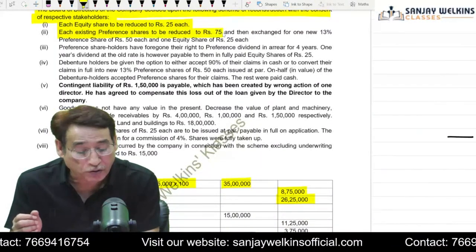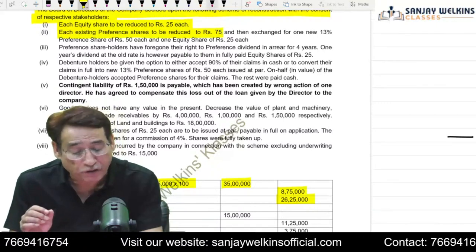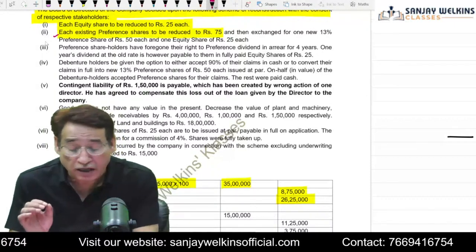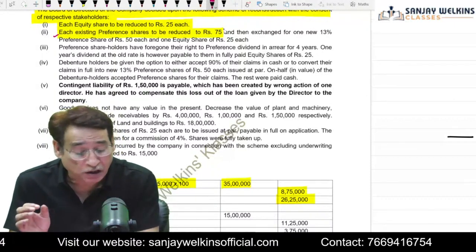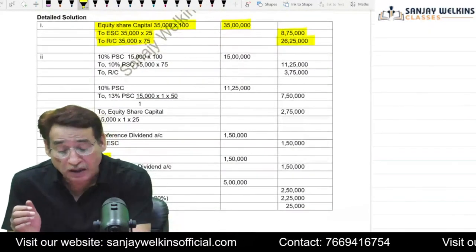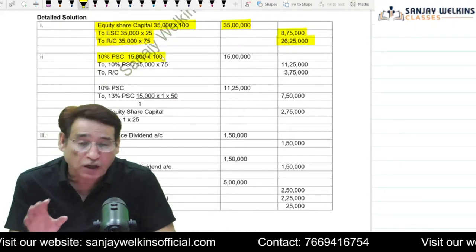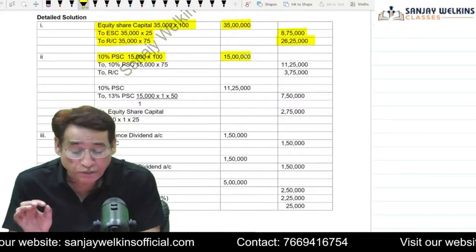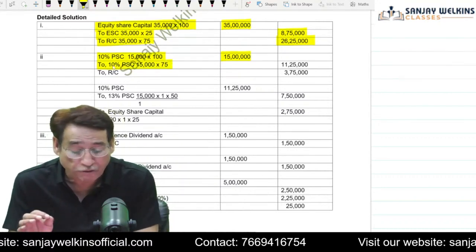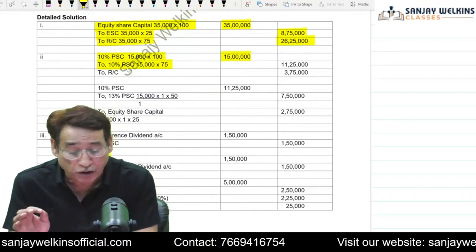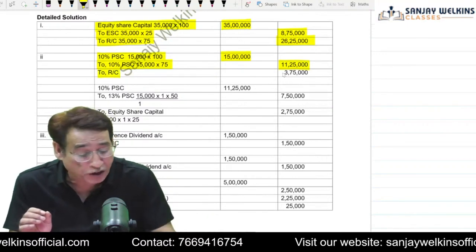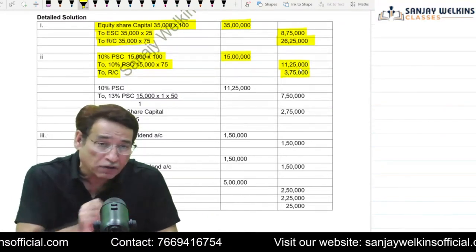Besides that, now we are being given over here, each existing preference share reduced to 75. Your existing preference share capital, first of all, I go through this particular sentence only up to this particular point, correct? As you can see in the balance sheet, we have 10% preference share capital, 15,000 into 100, 15 lakh. And because it is given, the existing preference share capital has come down to 75. So that means the new preference share capital will be 10% preference share capital, 15,000 into 75. And it is coming down by 25. So 3,75,000 you will take to reconstruction account.